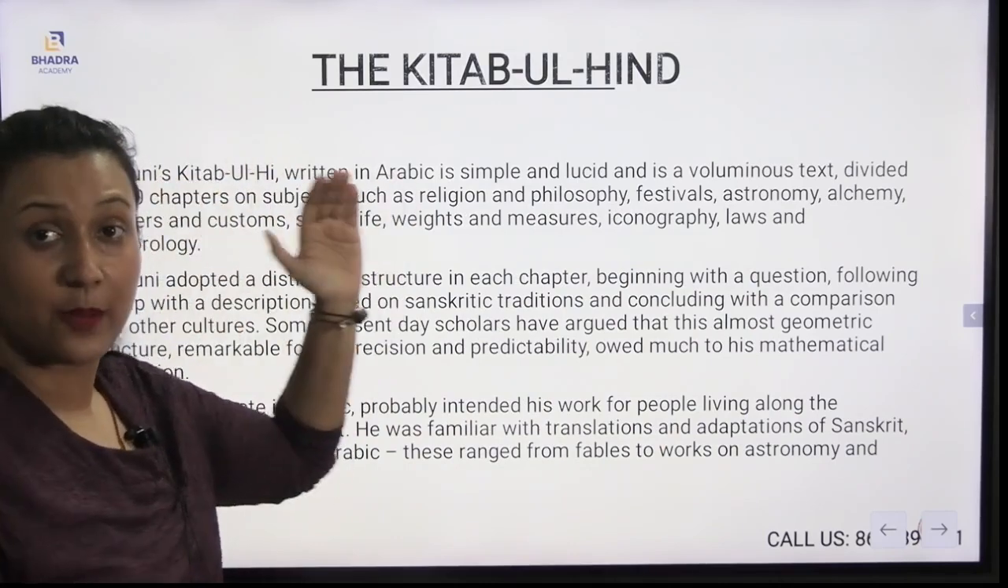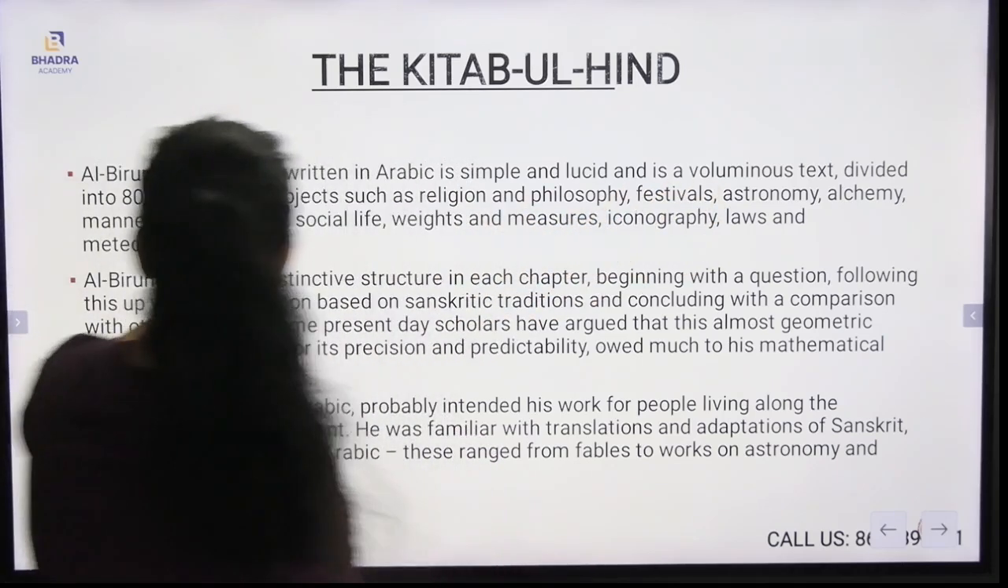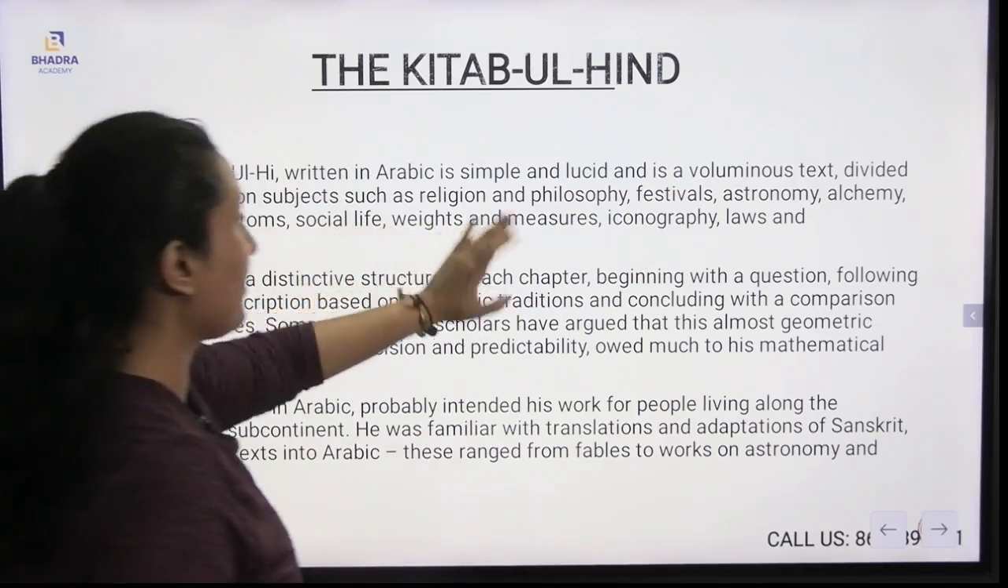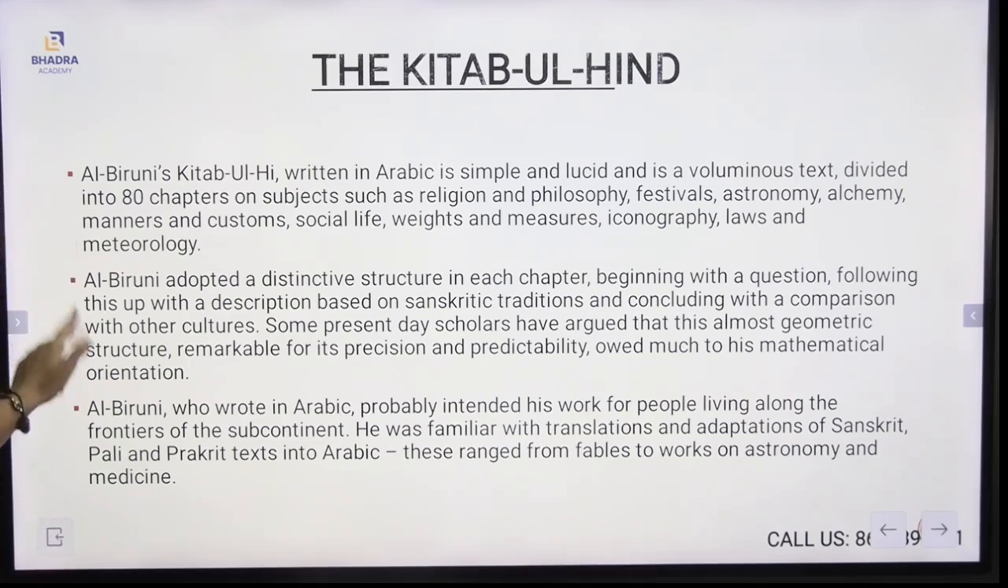There are a total of 80 chapters on subjects regarding festivals, astronomy, alchemy, religion and philosophy, manners, customs, social life, weights and measures, iconography, laws and meteorology. This is the first characteristic.